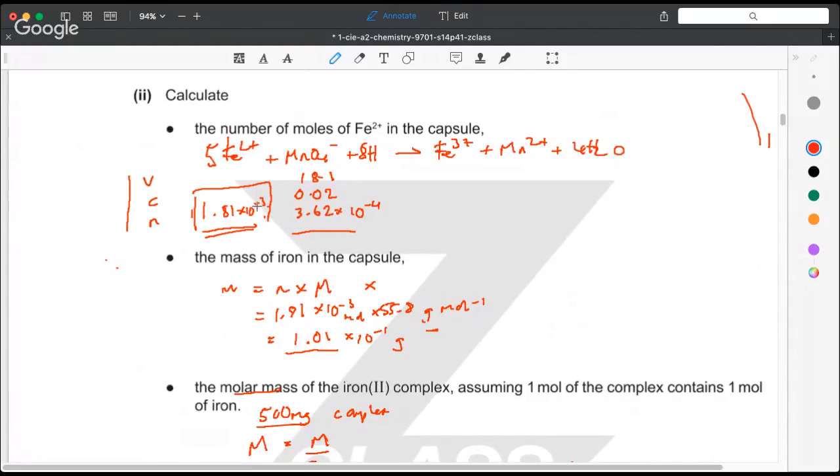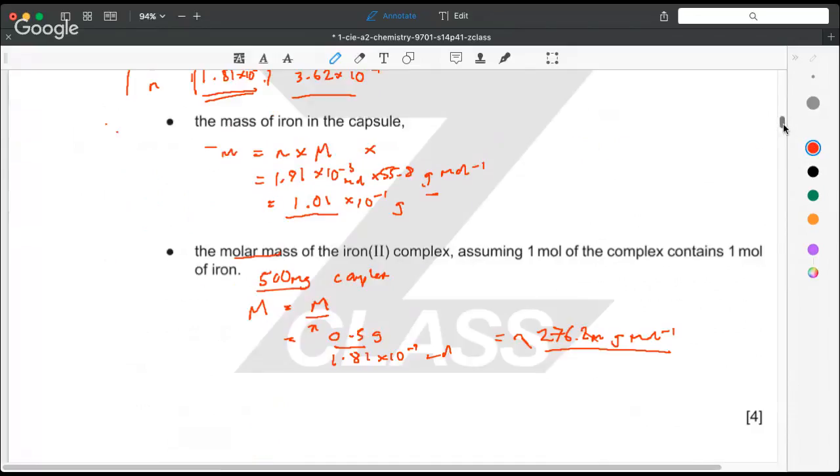Something gone weird there. Why can't I scroll? Okay, good.